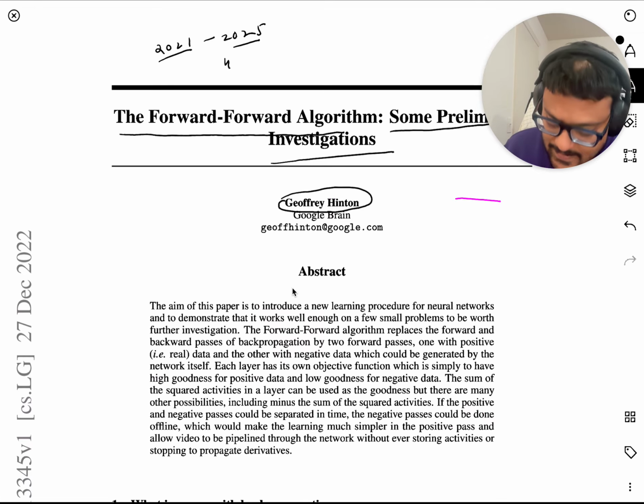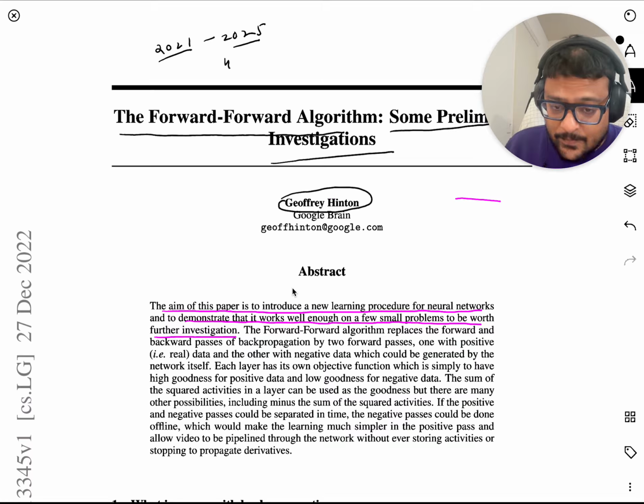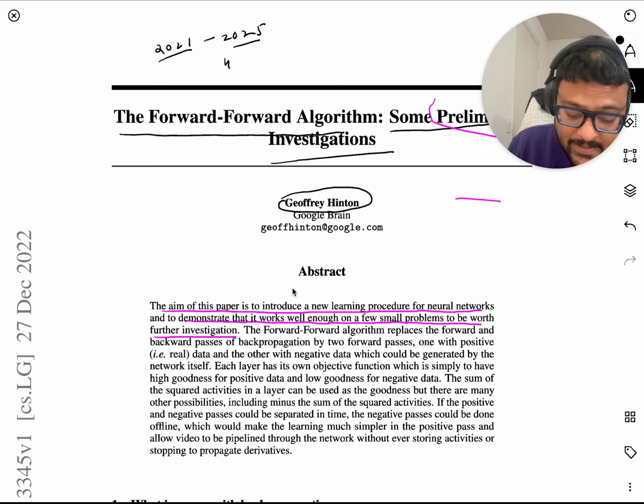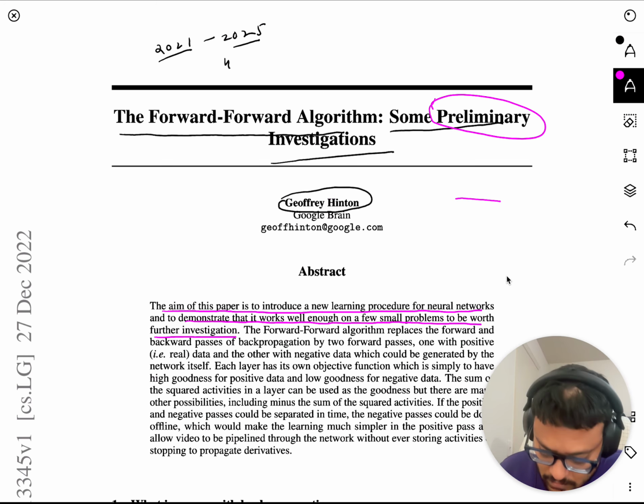What it says is that the aim of this paper is to introduce a new learning procedure for neural networks and to demonstrate that it works well enough on a few small problems to be worth further investigation. So this is not something which is going to surpass existing methods. It is a new learning algorithm, and it still hasn't been proven to work well in practice, but that's why he says that this algorithm is preliminary of sorts.